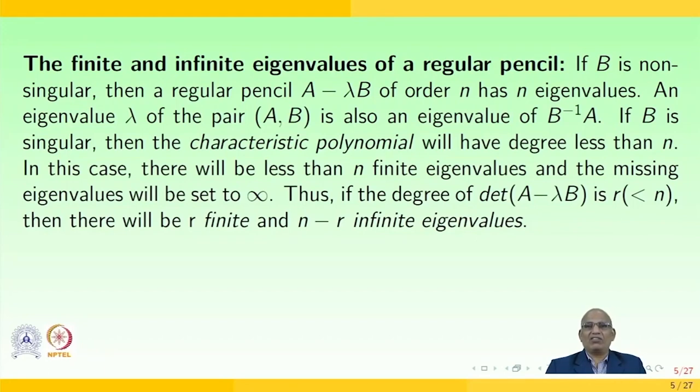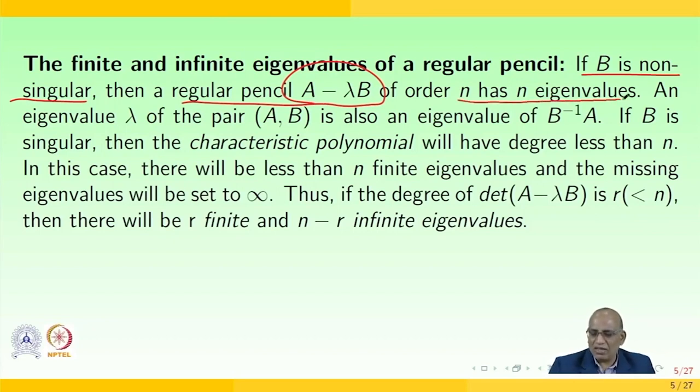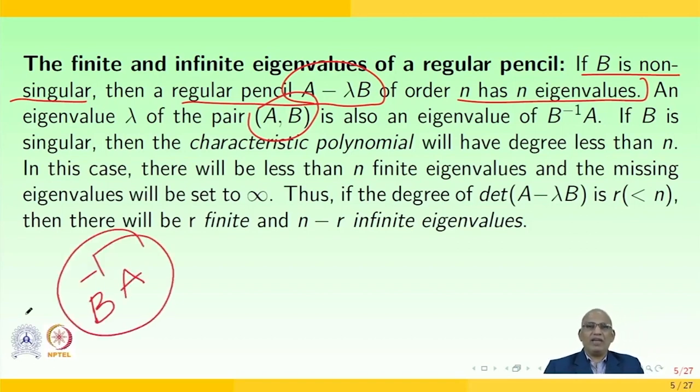Now the finite and infinite eigenvalues of a regular pencil. If B is non-singular, then the regular pencil A minus lambda B of order n has n eigenvalues. An eigenvalue lambda of the pair A, B is also an eigenvalue of B inverse A. If B is singular, then the characteristic polynomial will have degree less than n. In this case, there will be less than n finite eigenvalues, and the missing eigenvalues will be set to infinity.